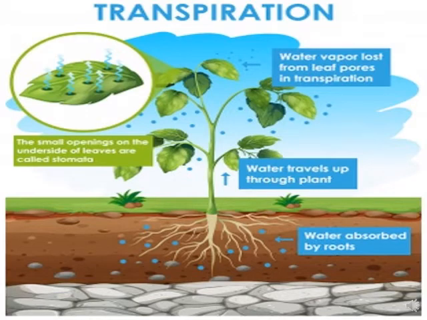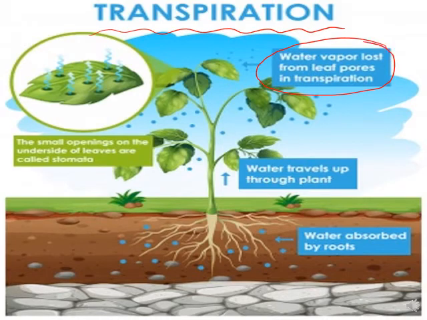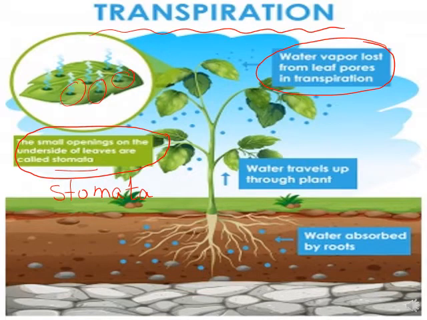Now let's talk about a big process that occurs in the plant. It's called transpiration. Transpiration is the process where water vapor is lost from the leaves of the plant. The water vapor comes from small openings found on the underside of the leaves. They are called stomata. Stomata are the small openings on the underside of the leaves, and they allow the water vapor to go through them.